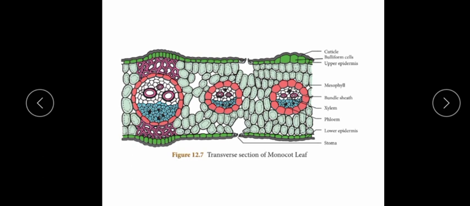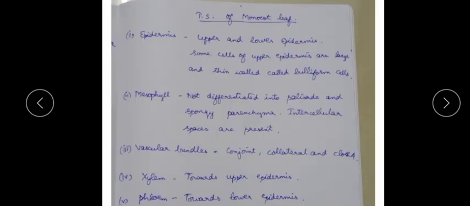Now let's see how it is going to look like. The notes part is being given for you. The epidermis is going to be the upper and the lower epidermis. Some cells of the upper epidermis are large and thin walled, called bulliform cells. Mesophyll is not differentiated into palisade and spongy parenchyma. Intercellular spaces are present. Vascular bundles are conjoined, collateral and closed. Xylem is towards the upper epidermis and phloem is towards the lower epidermis.